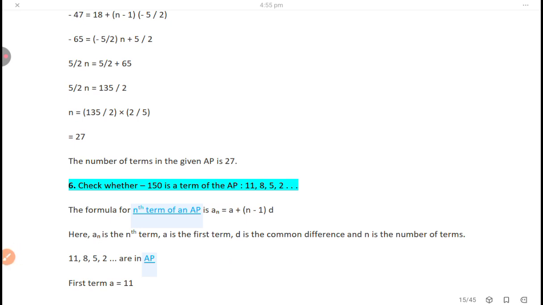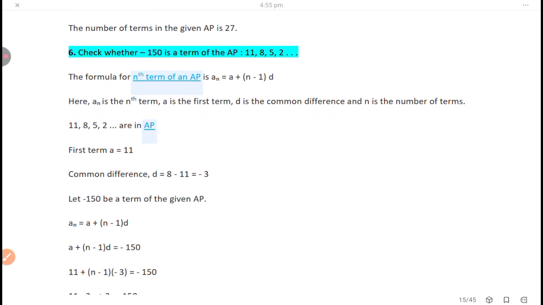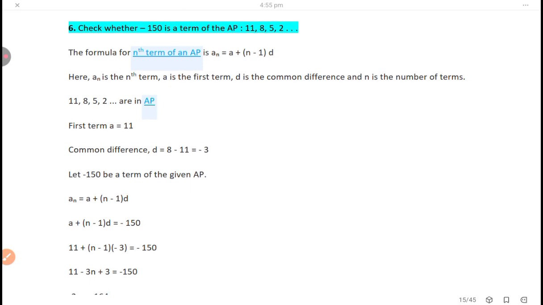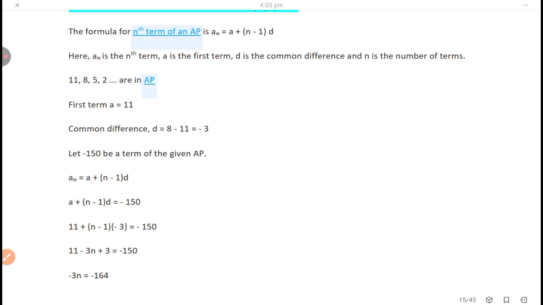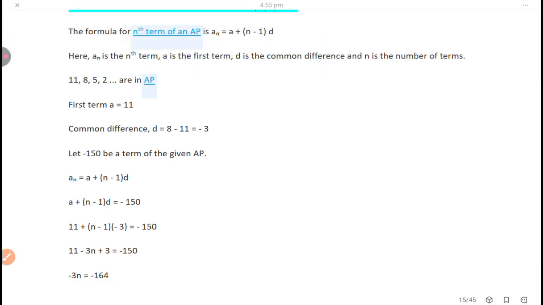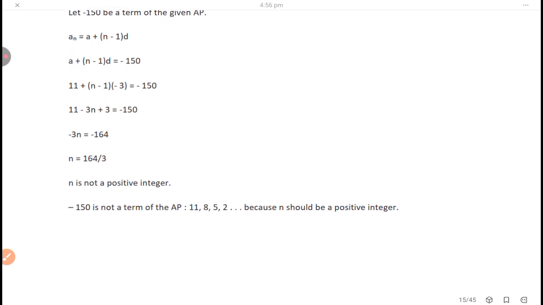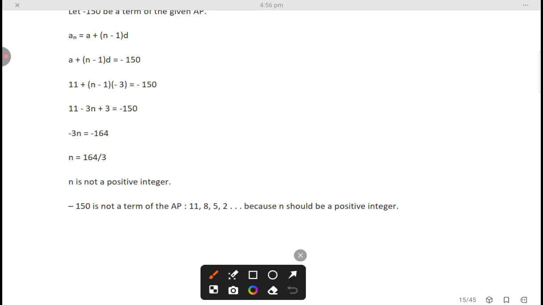Check whether minus 150 is a term of the AP 11, 8, 5, 2. So you know the information, a is equal to 11, common difference is minus 3. So let minus 150 be the nth term of the AP. So from that you can find the n number. n is not an integer, not a positive integer. So this term is not in the AP.